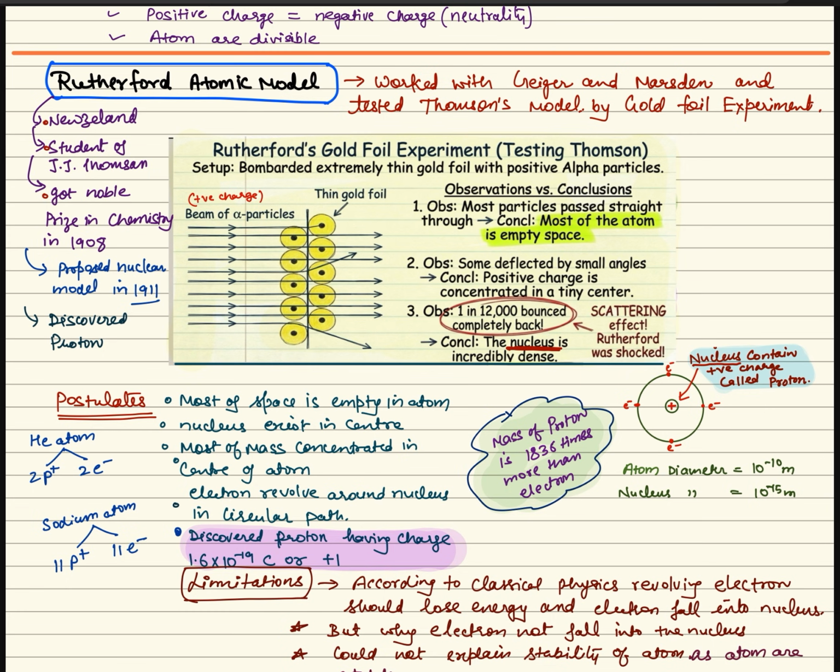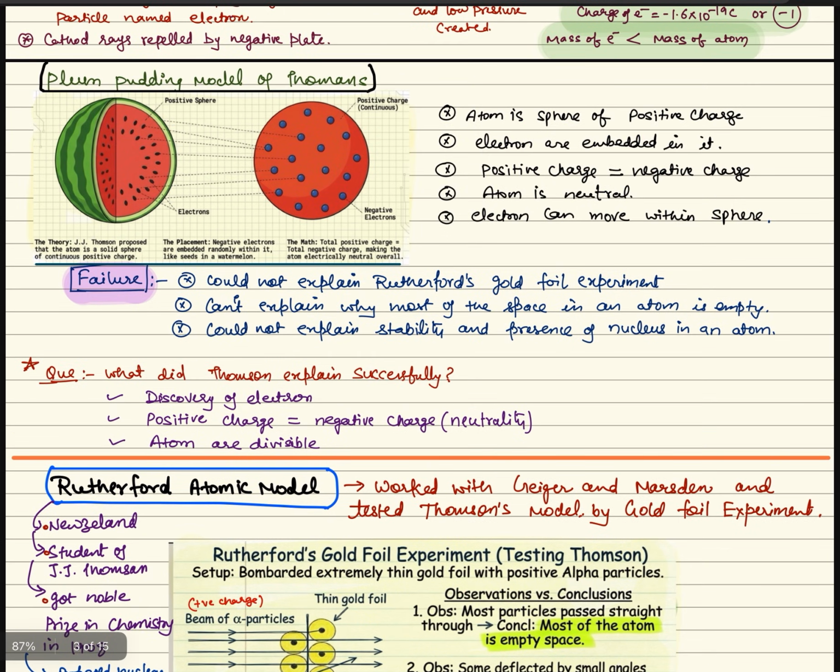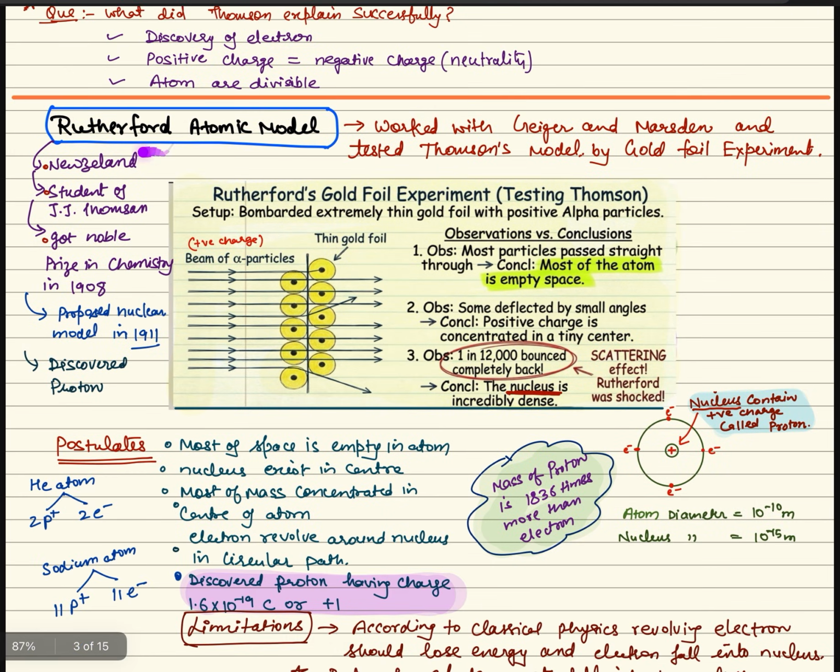Okay, now what was the Rutherford atomic model? Because J.J. Thomson was not able to explain the Rutherford model. So, the Rutherford atomic model. Rutherford was from New Zealand, and he was a student of J.J. Thomson. He got the Nobel Prize in chemistry and proposed the nuclear model in 1911. He discovered the proton. So how did he get to know about the nucleus or proton?